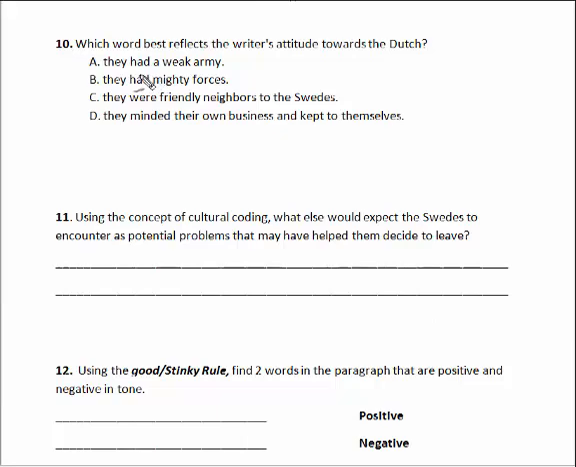Answer choice A. They had a weak army. Well, if they took over the fort and they were in conflict or friction with the Swedes, and the Swedes eventually left, you can cross that one out, because you would assume, because of all that, they might have a stronger army. B, they had mighty forces. Maybe, let's put a dot by that one.